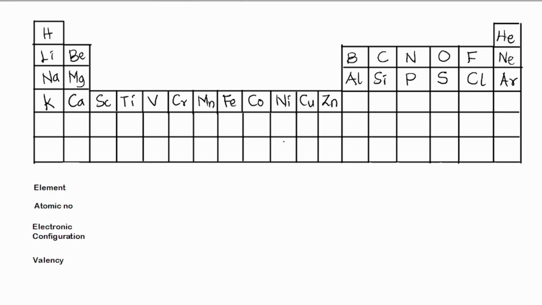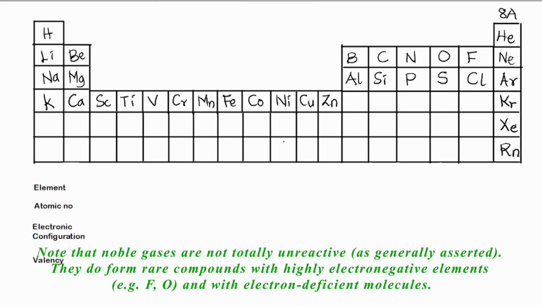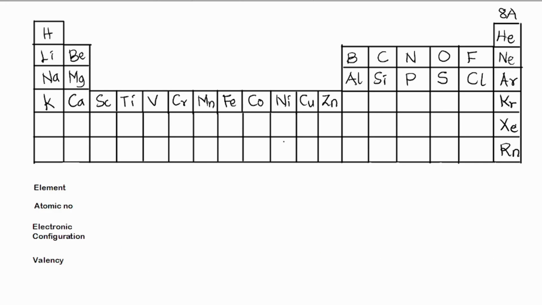The noble gases belong to the group 8A of the periodic table, and they include helium, neon, argon, krypton, xenon, and radon. They are called noble gases because of the virtually unreactive nature of these elements towards other elements in the periodic table. This is because of the special stability associated with the octet electronic configuration of their outermost shell. Take, for example, neon with atomic number 10 and argon with atomic number 18.